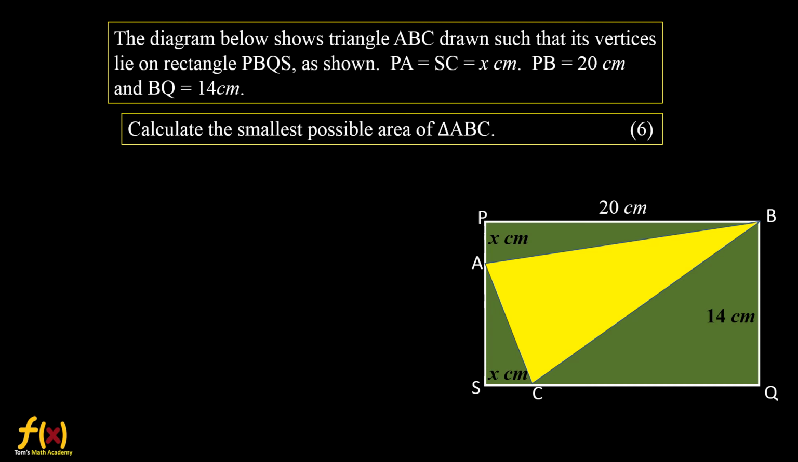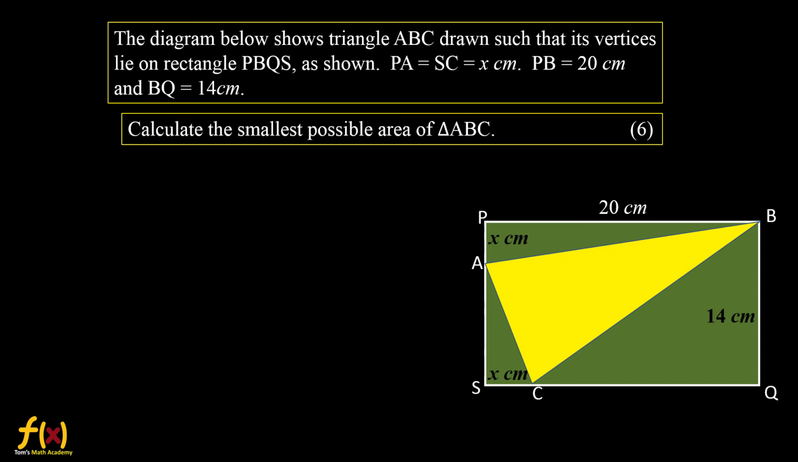What is our idea? We have a rectangle. Inside the rectangle we have a triangle. So the basic idea is calculate the area of the whole rectangle first. Then subtract the 3 triangles inside the green color. We have 3 triangles. We subtract that. Then the balance will be the area of the triangle ABC.